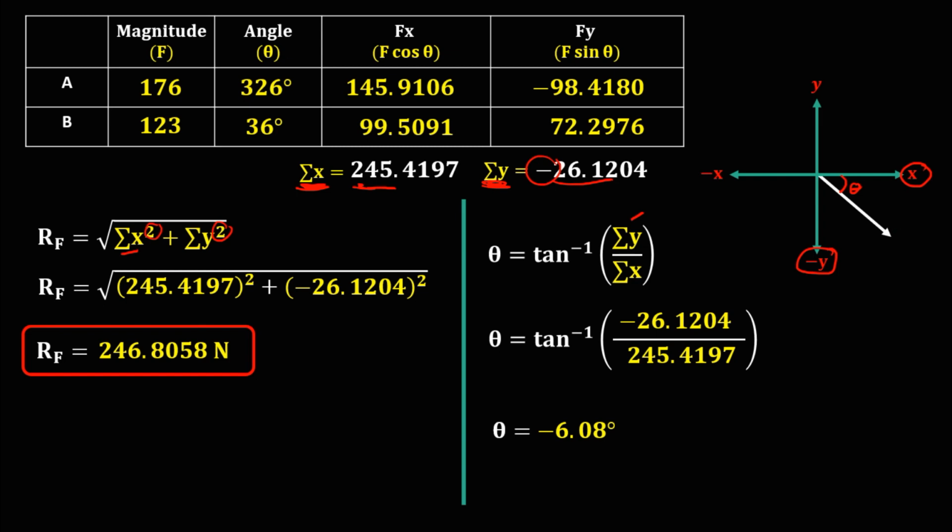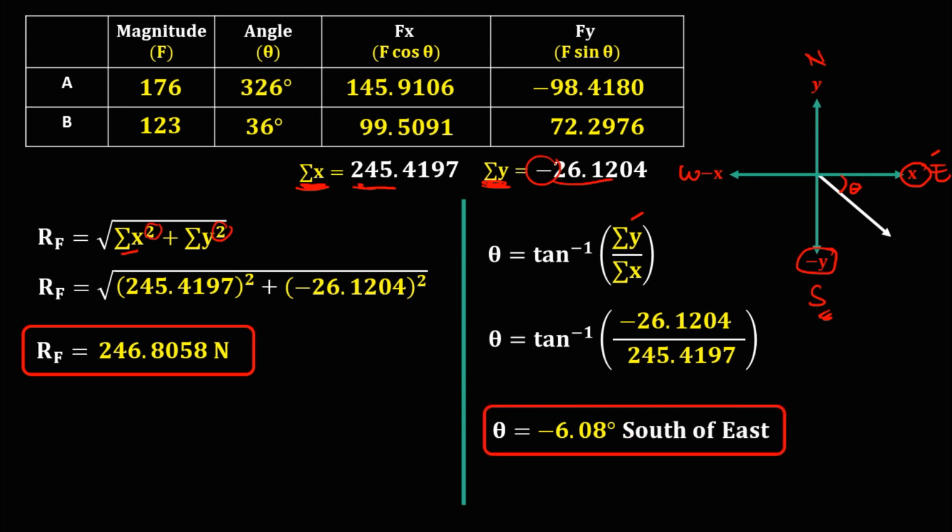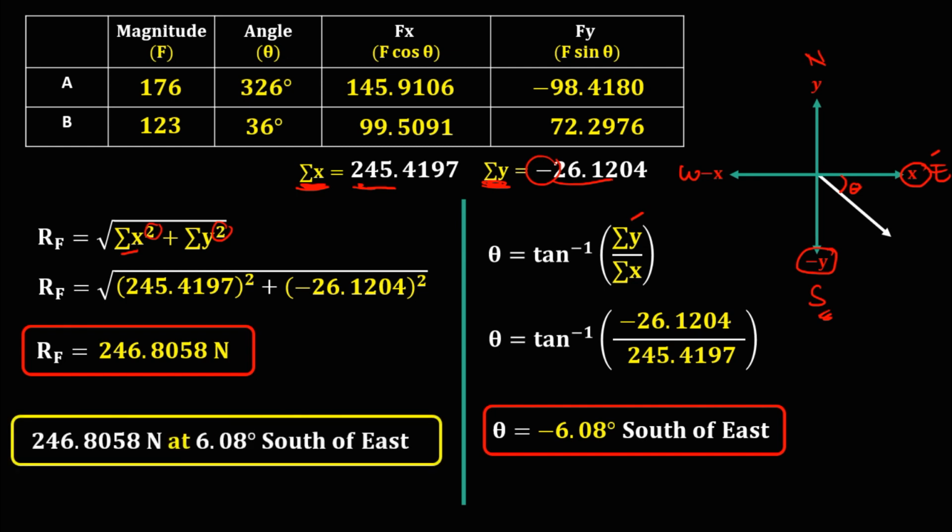And to find now the direction, this is north, south, east, and west. So therefore, theta is in south of east. So we have now negative 6.08 degrees south of east. Then for the final answer, we have 246.8058 Newton at 6.08 degrees south of east.